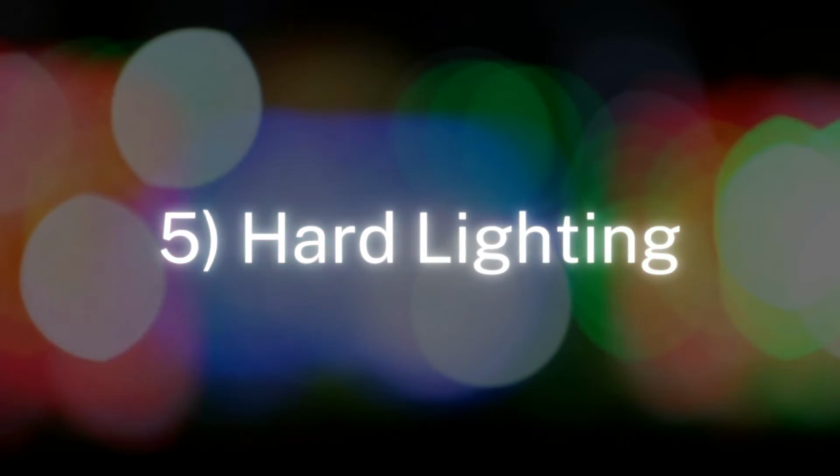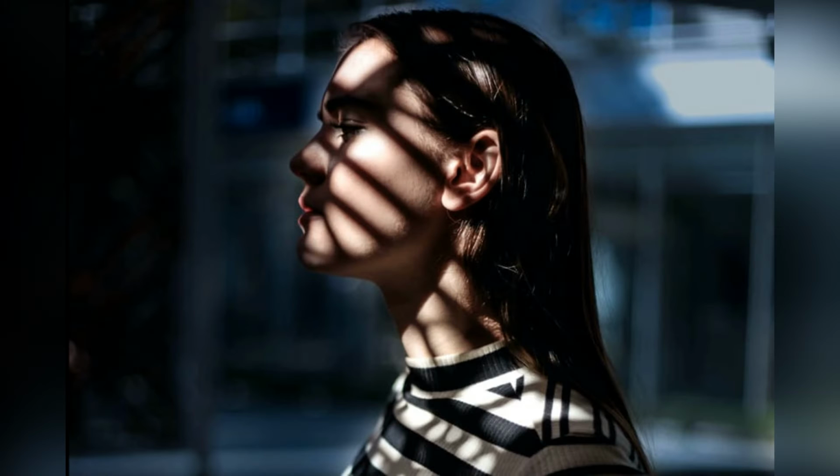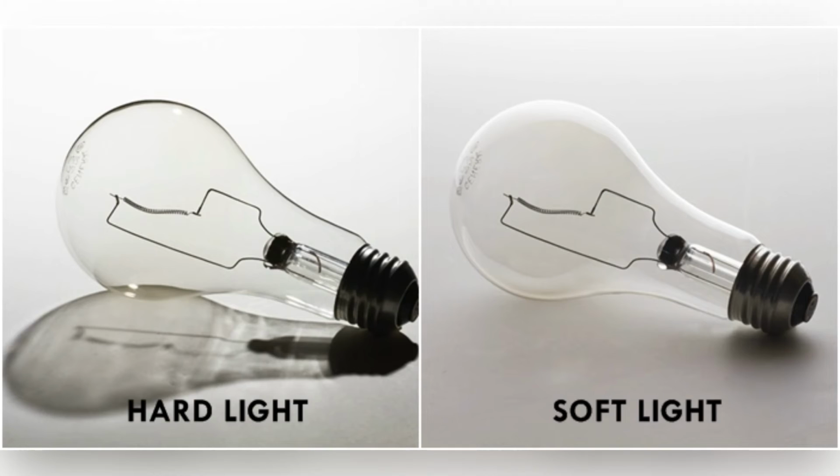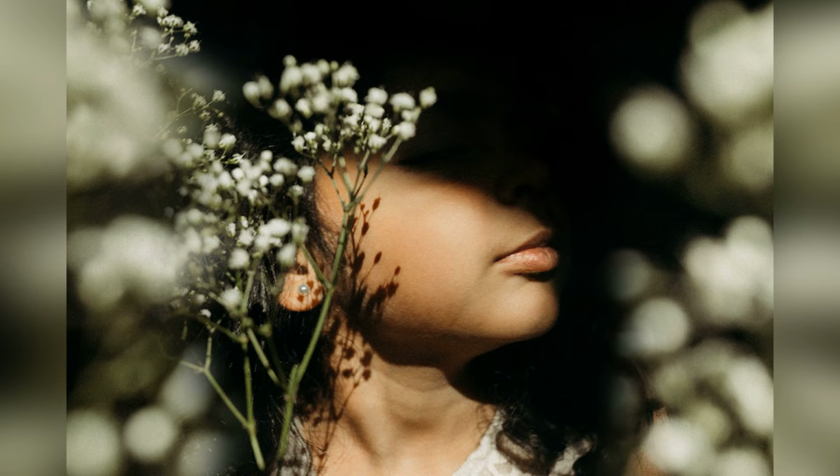Number 5. Hard lighting. Hard light is a quality of light that casts harsh and well-defined shadows. A subject or scene lit with this type of light has a very abrupt transition between the highlights and the shadows. Hard light typically comes from a relatively small source relative to the subject. Light sources that are further away also produce harder light and sharper shadows.